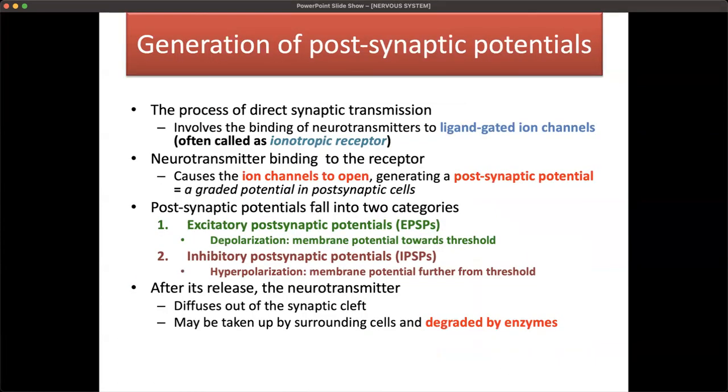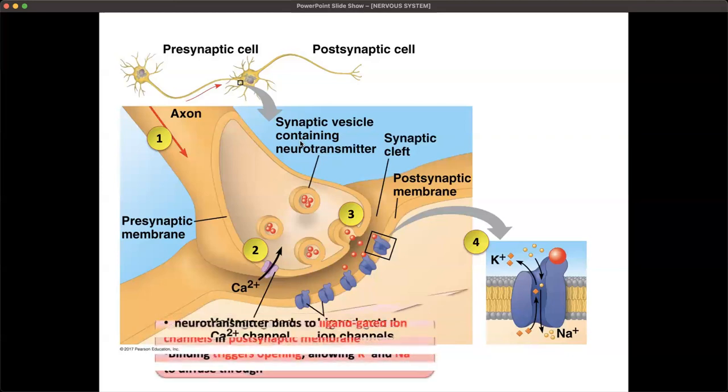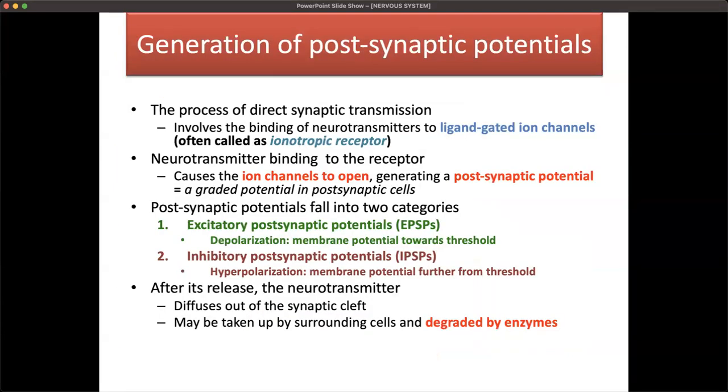Sorry, postsynaptic potential. Postsynaptic means after that. So the process of direct synaptic transmission involving the binding of neurotransmitter to the ligand-gated ion channel, normally we call as an ionotropic receptor. So the neurotransmitter binding to the receptor, causing the ion channel to open, generates a postsynaptic potential, which is a graded potential in the postsynaptic cells.